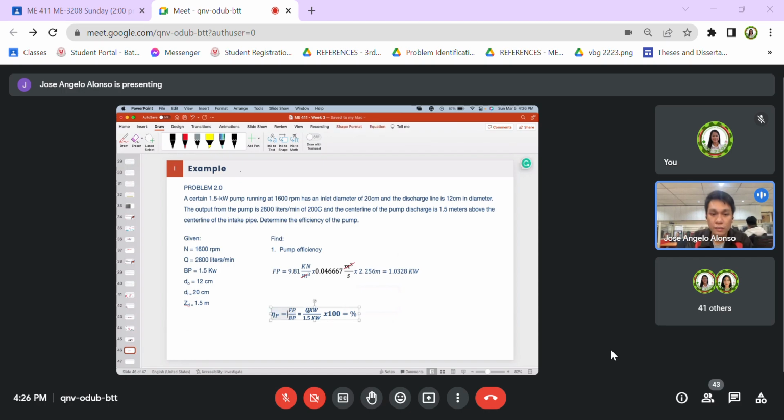To determine the value for the pump efficiency, we just need to divide the fluid power to the brake power, which is 1.5 kilowatts, and multiply it by 100. So 1.0328 kilowatts divided by 1.5 kilowatts will be 68.8%.